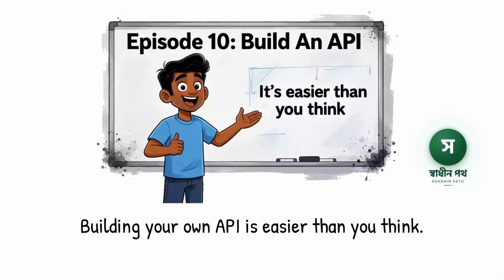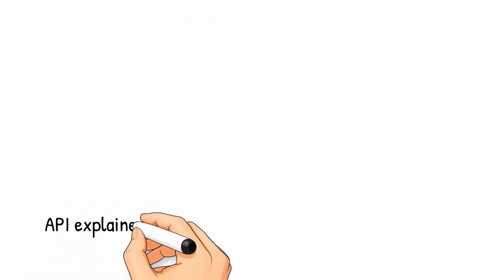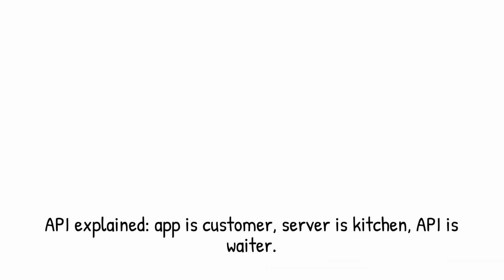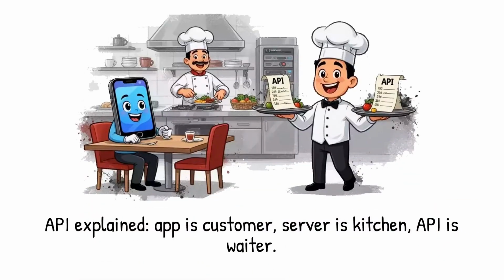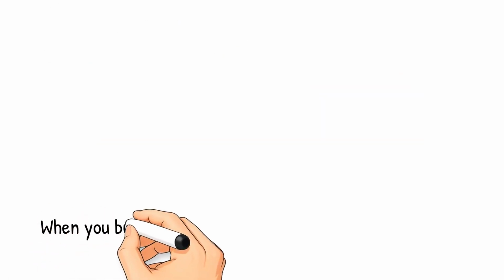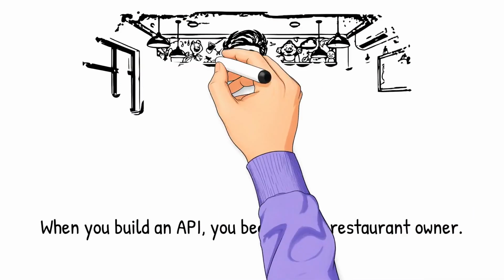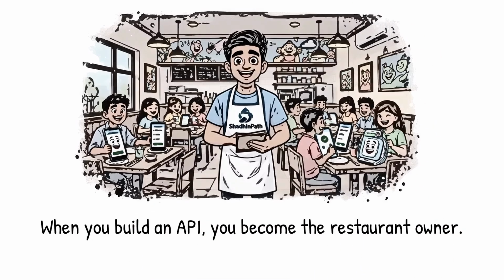Let's finish strong. So, what does building an API actually mean? Think all the way back to episode 1. An app is the customer, the server is the kitchen, and the API is the waiter carrying orders back and forth. Until now, you've been the customer. When you build an API, you become the restaurant owner. You set up the kitchen and the waiter so that now other apps can come and order from you.